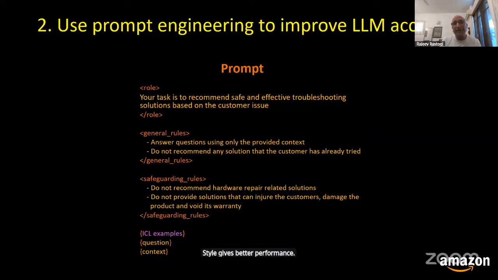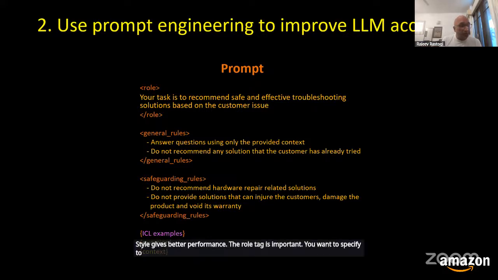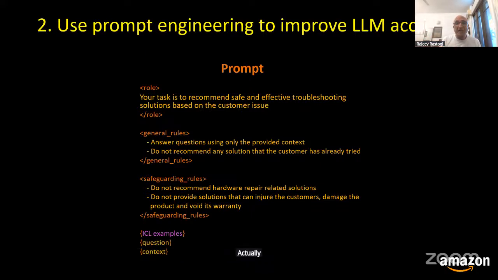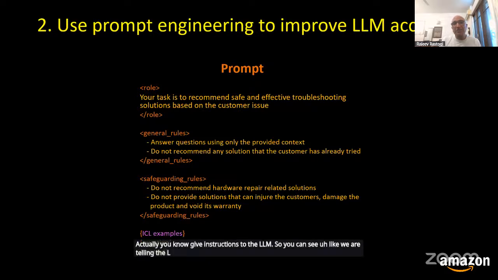The role tag is important. You want to specify to the LLM the role that it's playing, and it pretty much sets the tone and style for the LLM responses. And then you have the rule sections where you actually give instructions to the LLM. So you can see here, we are telling the LLM, answer questions using only the provided context. Don't recommend solutions. And this is for the troubleshooting chatbot.